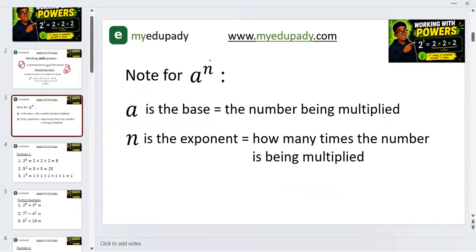Now, if we have a to the power of n, a is referred to as the base. That is the number I am multiplying, so the number being multiplied. n is the exponent: how many times I am multiplying this number. Right. So a, the base, n, the exponent. Now let's take a look at some examples.